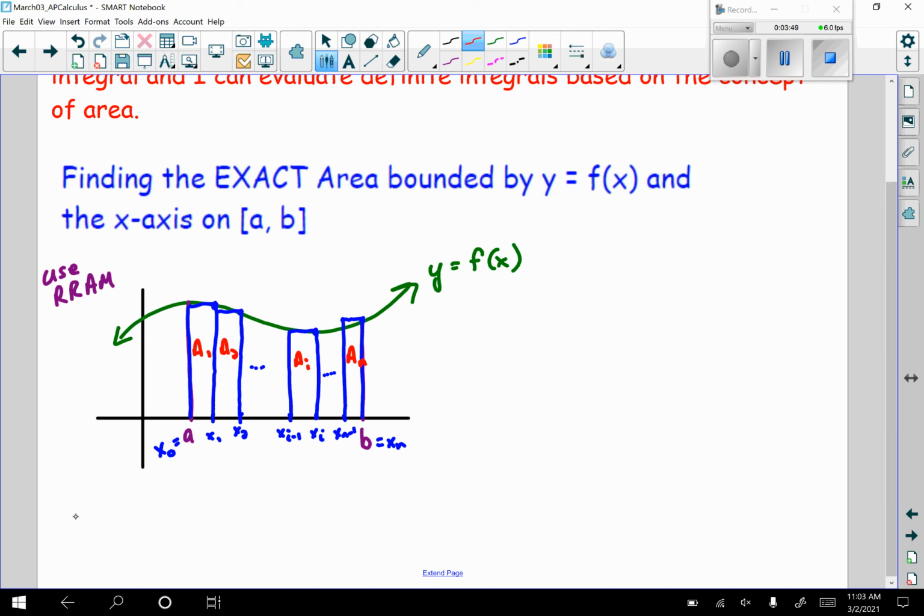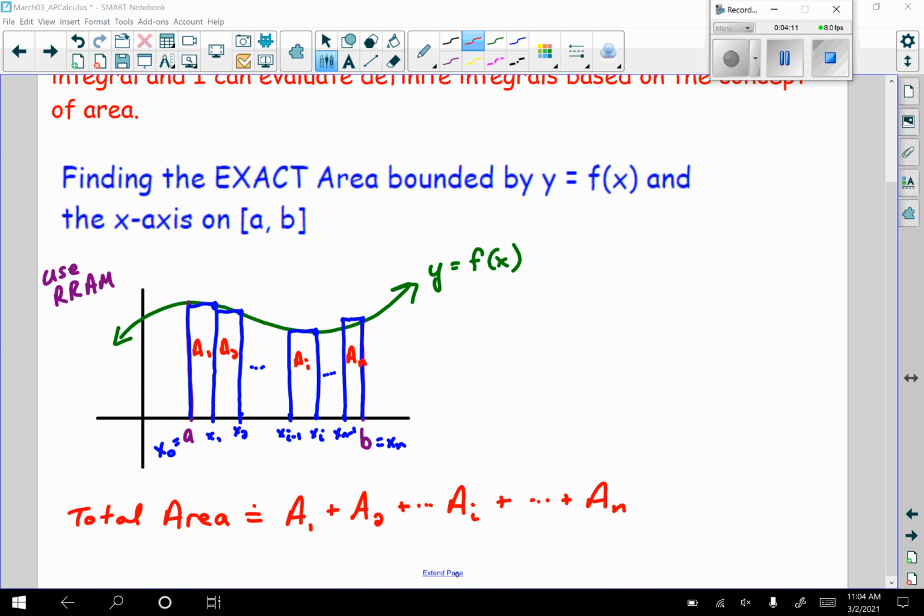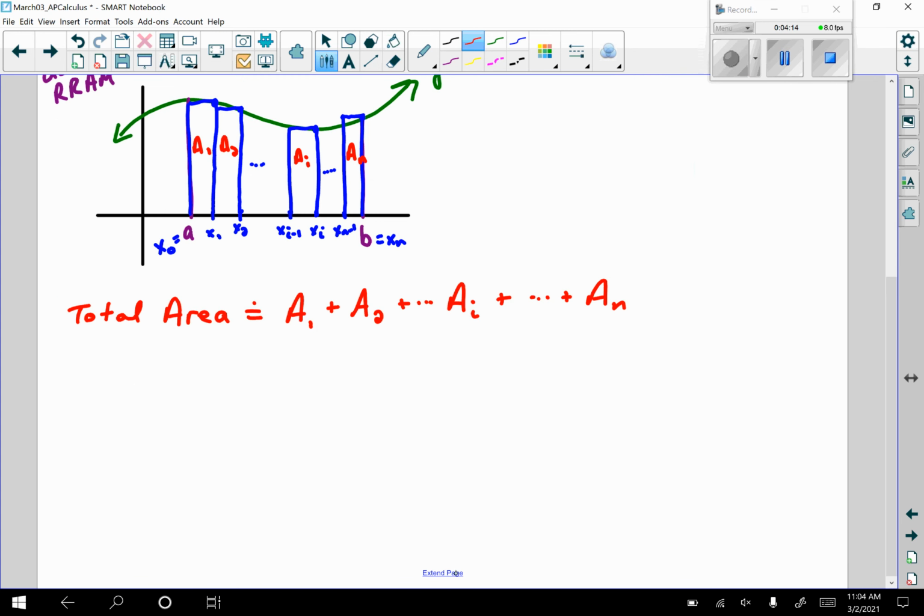So one way I'm going to represent the total area, it's still an approximation at this point, is going to be the sum of the areas. So the area of the first rectangle plus the area of the second rectangle plus the area of the rectangle at some point in the middle, and then plus our last rectangle. So if you recall, also at the end of the video from yesterday, I used sigma notation. So we could write this as the sum as i goes from 1 to n of all of our areas. We'll call it a sub i.